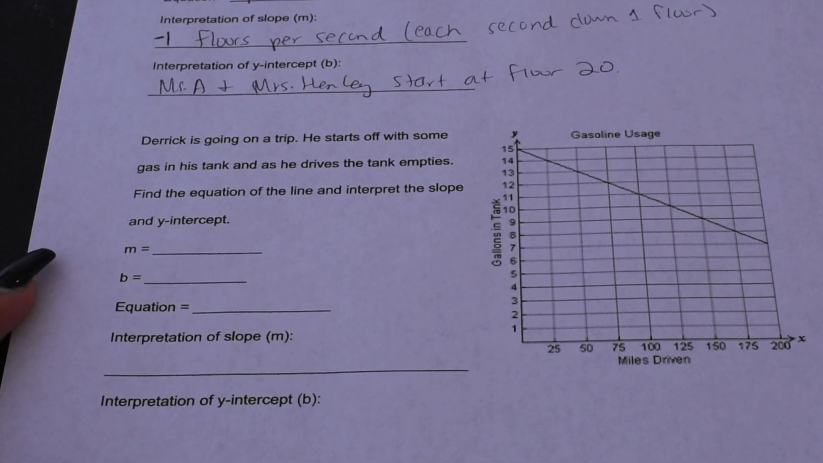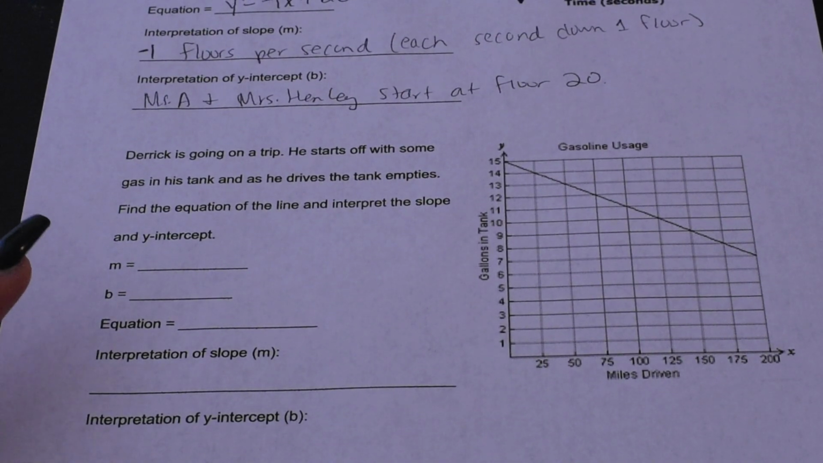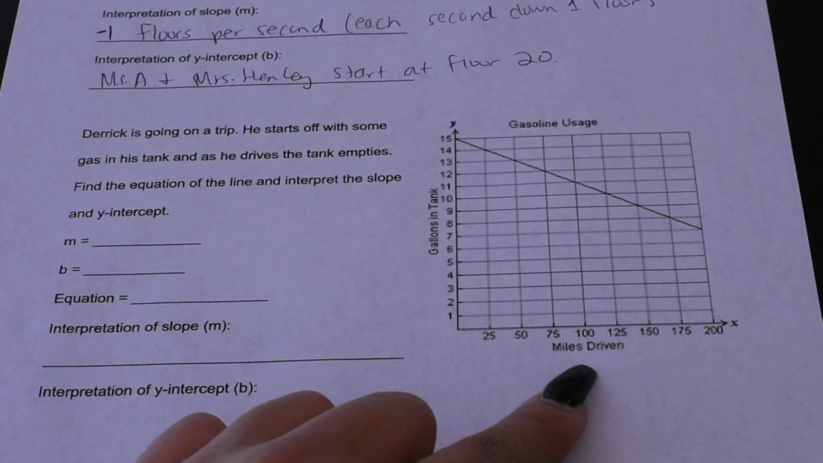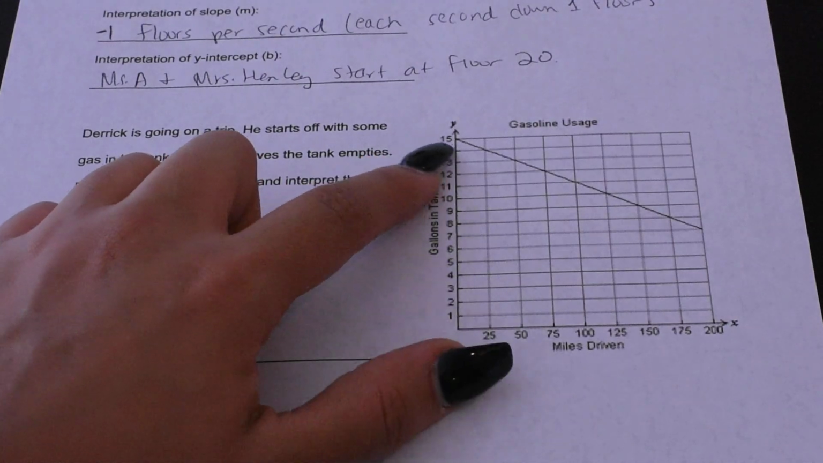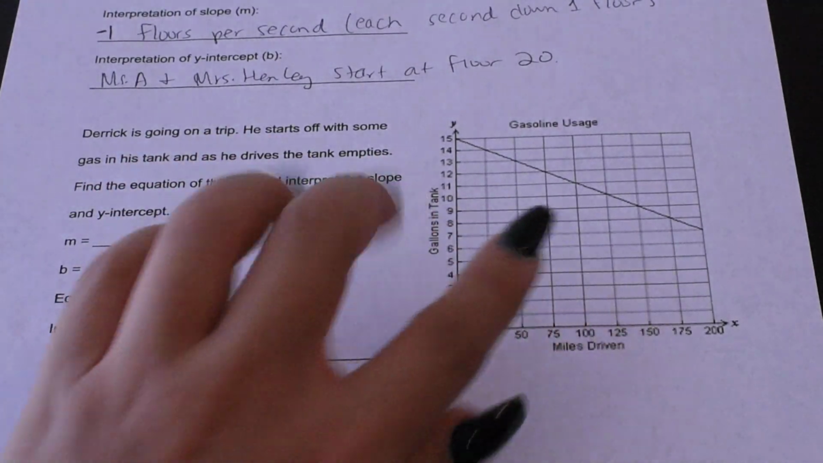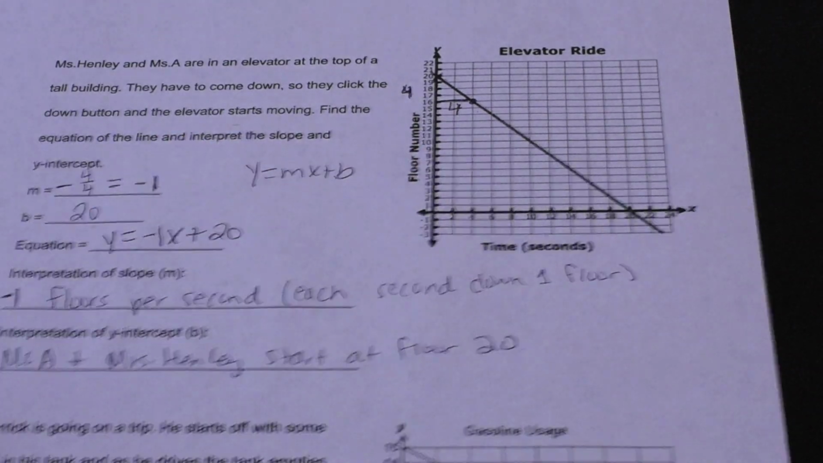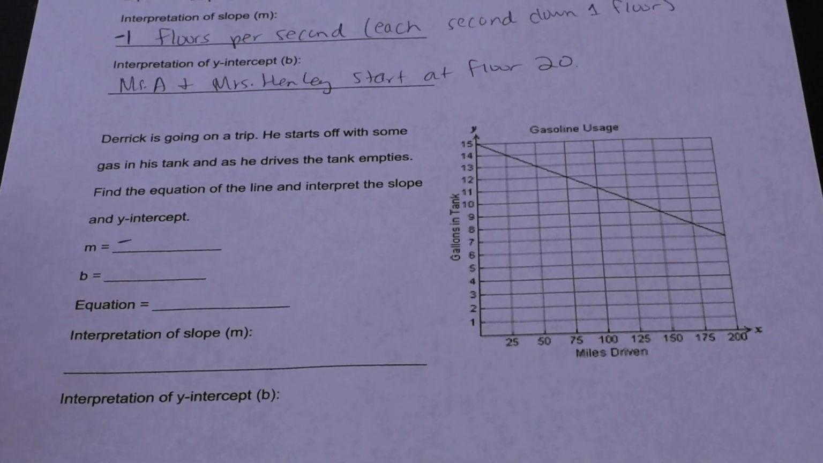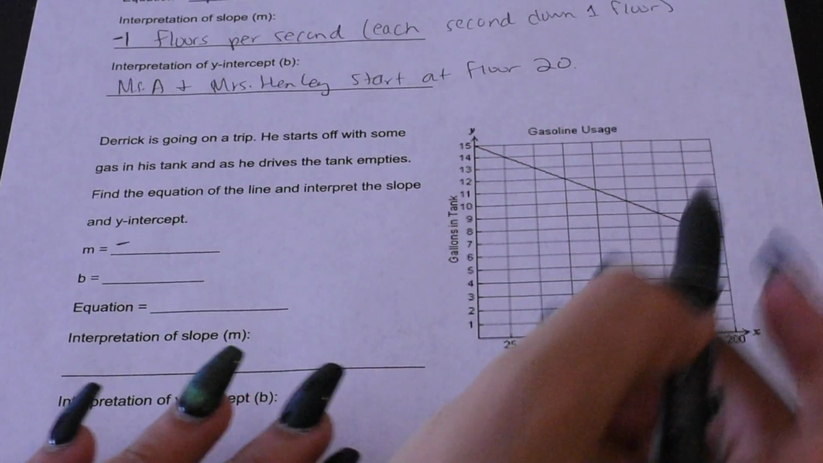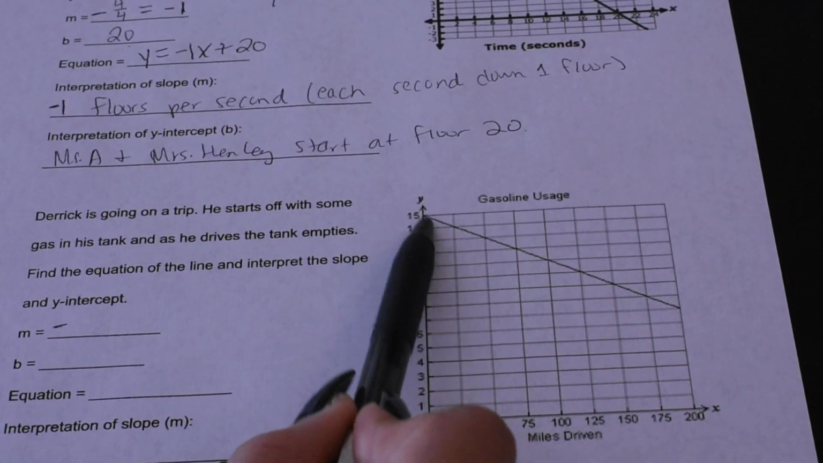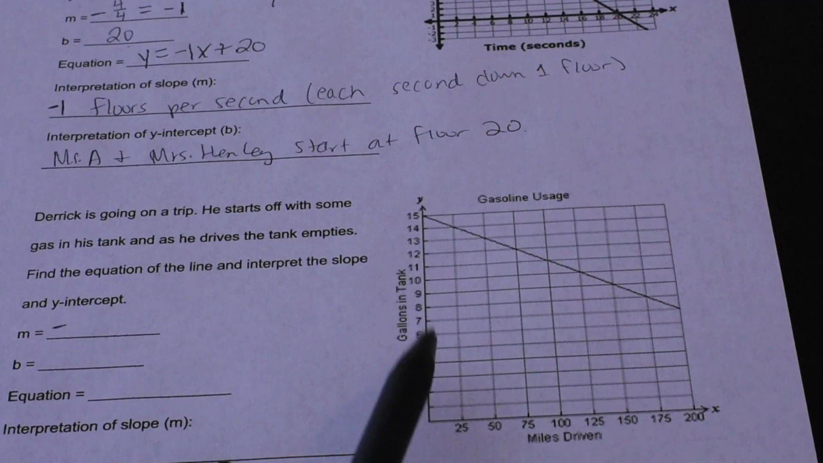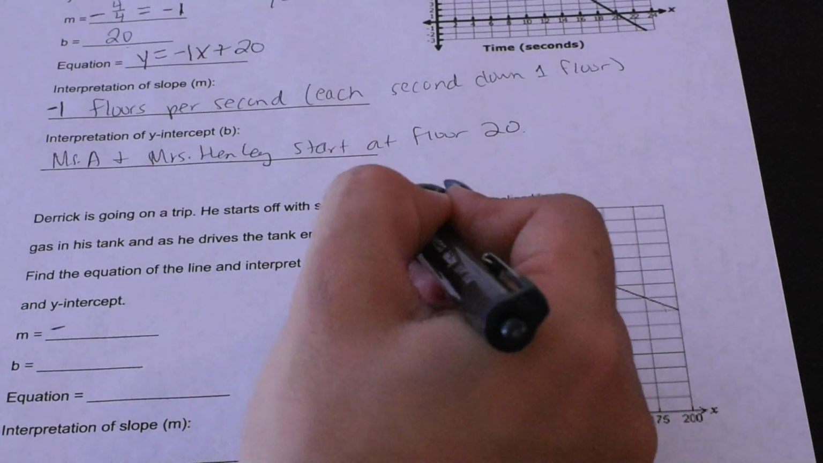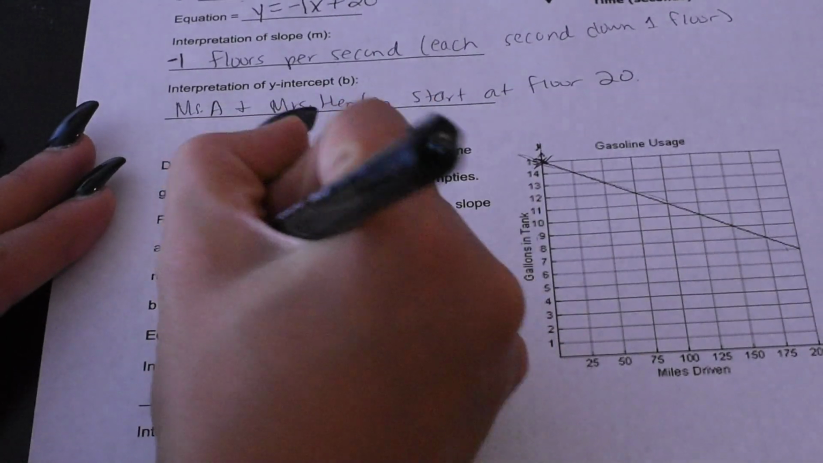So Derek is going on a trip. He starts off with some gas in his tank, and as he drives, the tank empties. So we can see that, right? He starts somewhere, and as more miles go on, his tank is getting emptier. So my slope, just like the slope going down before, is going to be negative. So let me go ahead and put a negative on my m. Let's find my b first, because it's always easier. My b is where my line intersects my y-axis, also where x is 0. And that is 15. So my b is 15.